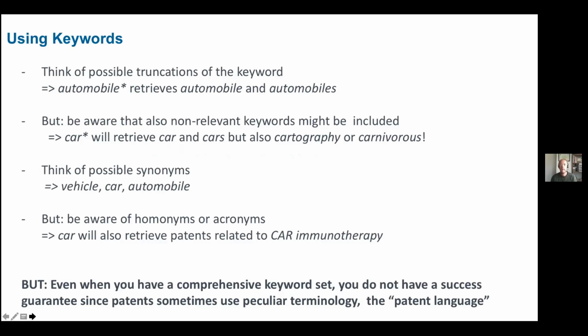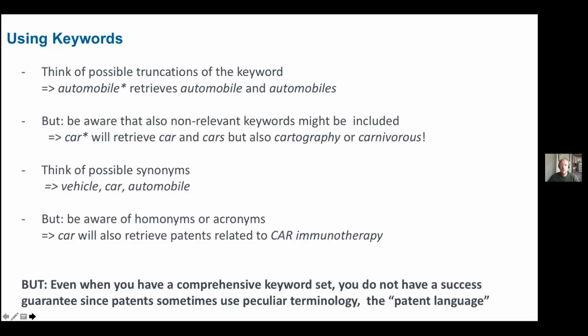I don't know if you already did search in some other databases of papers or whatever. You're probably aware that searching with keywords is most typical. Even when searching with Google, you're basically using keywords. But in patent databases, as can also be the case for paper databases, when you think of keywords, first of all, think of possible truncations of the keywords. Truncation is usually marked in most databases with a little asterisk. It tells the database that you should retrieve not only the exact keyword, but also the letters that can come instead of the asterisk.